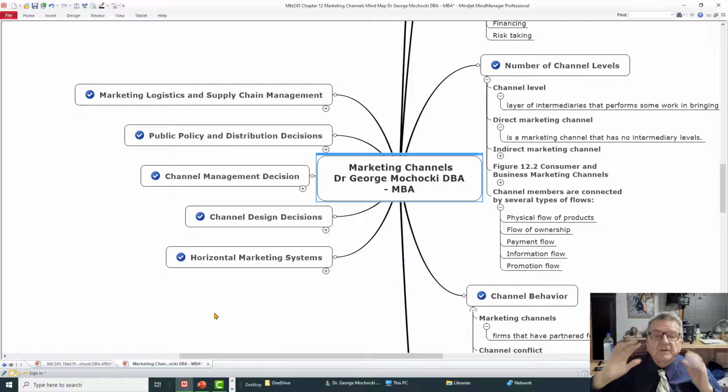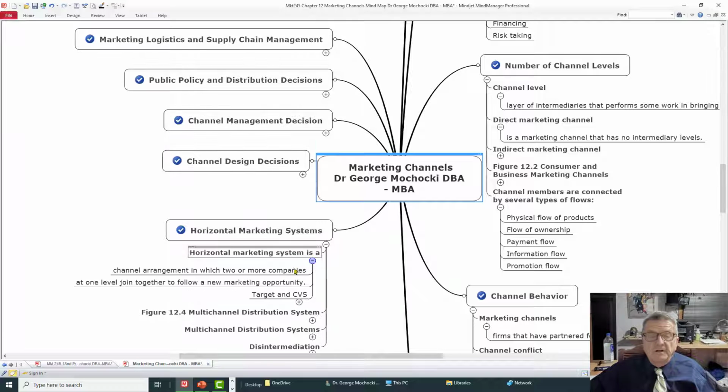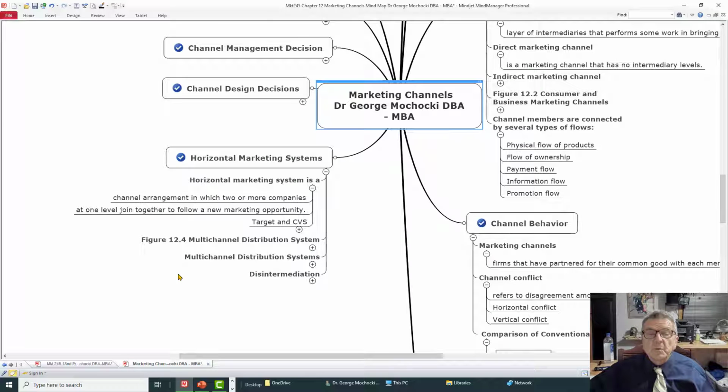Summarization. Oh yeah, what did he say about this? Oh, I should look at horizontal. What the heck is a horizontal system? If I look at horizontal distribution, they had a real nice graph here. It is a channel arrangement in which two or more companies at one level join together to follow a new marketing opportunity. And wow, that sounds really impressive.